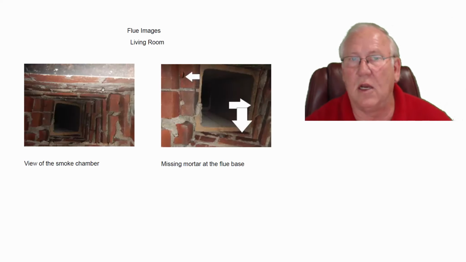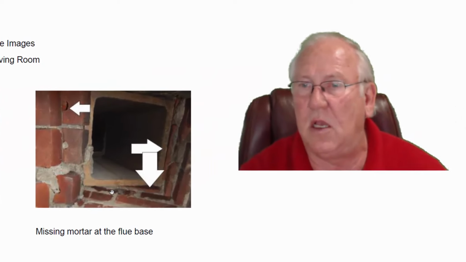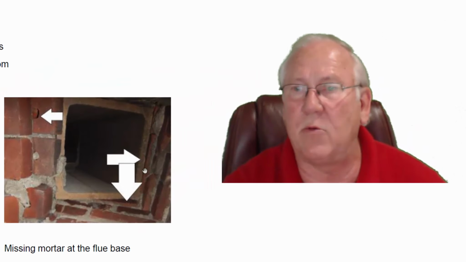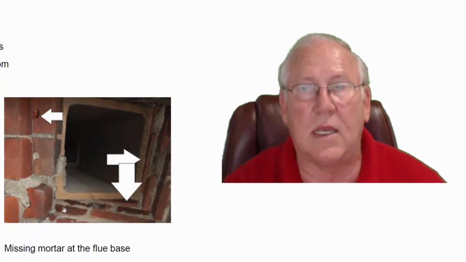Let's start looking in the living room fireplace. We're looking at the base of the flue system. We're looking here exactly into the smoke chamber, and you can see how rough it is. The original mason made no effort to fill any of these empty voids with refractory cement, which was code required even when this house was built.